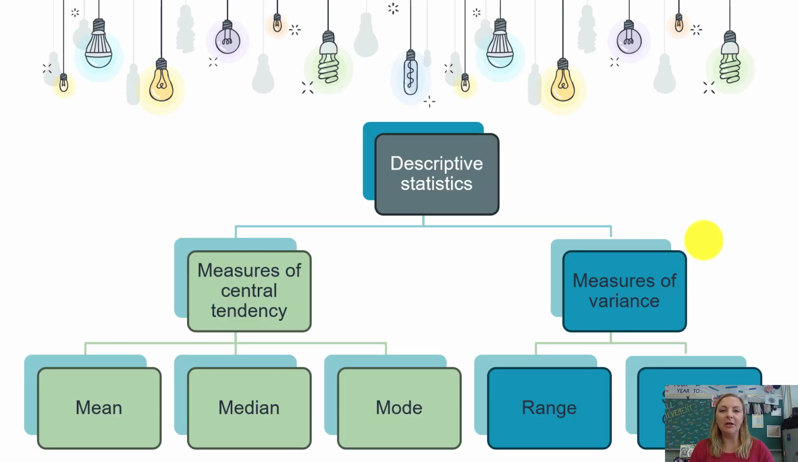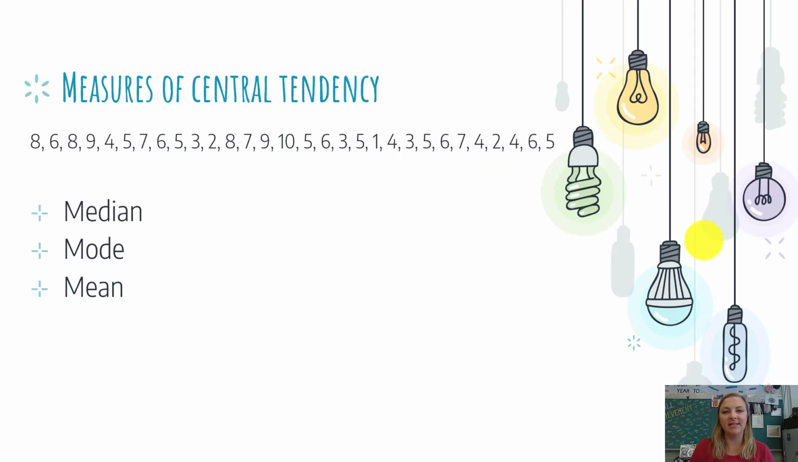Let's dive in a little bit further into descriptive statistics. So descriptive statistics can be separated into two categories. Our measures of central tendency, which are made up of our mean, median, and mode, and then our measures of variance, which is our range and standard deviation. Let's talk about the measures of central tendency first.